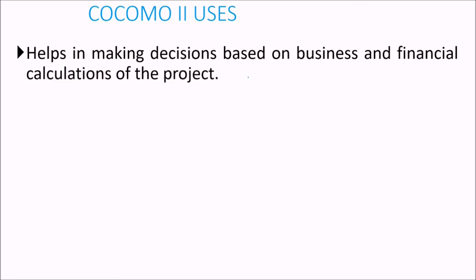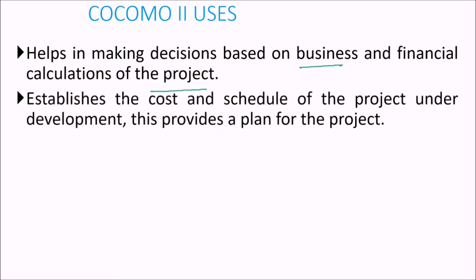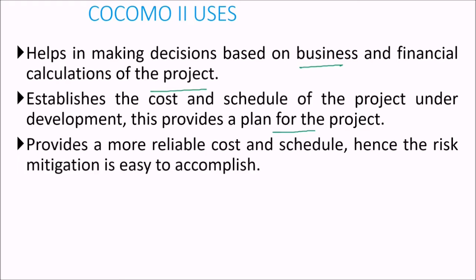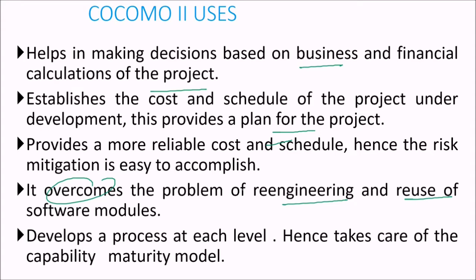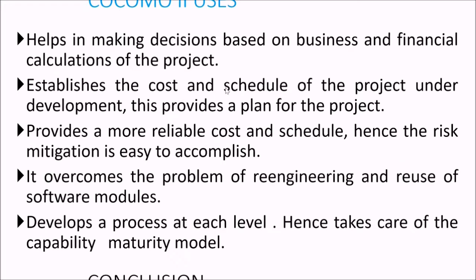What are the uses of COCOMO 2? It helps in making decisions based on business and financial calculation of the project. It establishes the cost and schedule of the project under development, and this provides a plan for the project. It provides a more reliable cost and schedule, as the risk and mitigation is easy to accomplish, and it overcomes the problem of re-engineering and reuse of software modules. It develops a process at each level and takes care of the capability maturity model also.